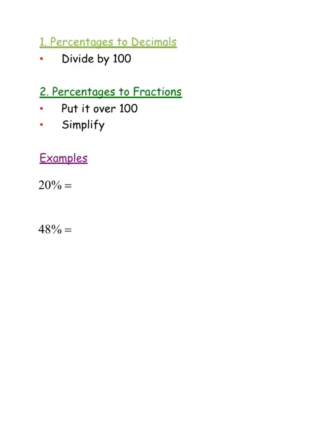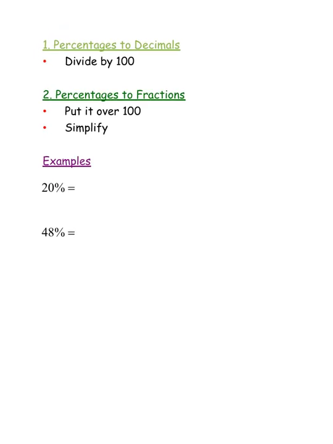In these examples we want to change percentages into decimals and fractions. So if we want to change 20% into a decimal, it's easy. You would just divide your percentage by 100. So dividing that by 100 would give me 0.2. To change it into a fraction, I would say, okay, well 20 over 100, and then simplify. So that would be the same as 2 over 10, which is 1/5.